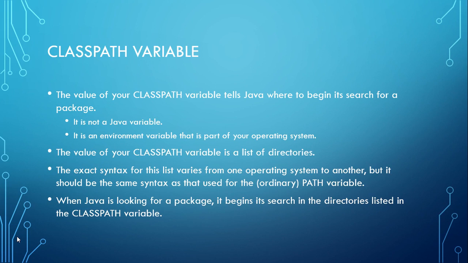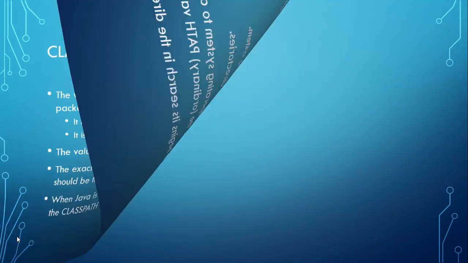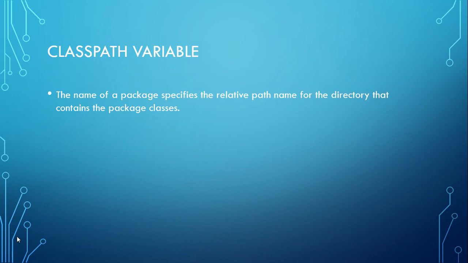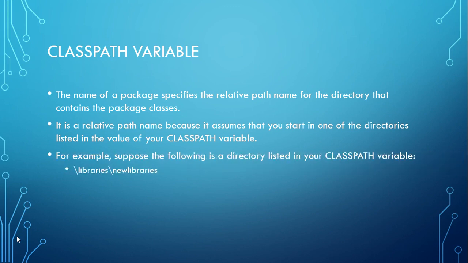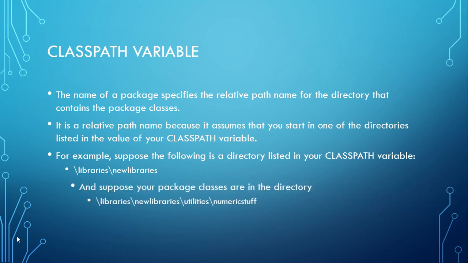Now, when Java is looking for a package, it begins searching the directories listed in the class path variable. So again, class path variable says, hey, start looking here. Now the name of a package specifies the relative path name for a directory that contains the package classes. It's a relative path name because it assumes that you start in one of the directories listed in your class path variable. So for example, suppose the following is a directory listed in your class path variable, /library/new libraries.